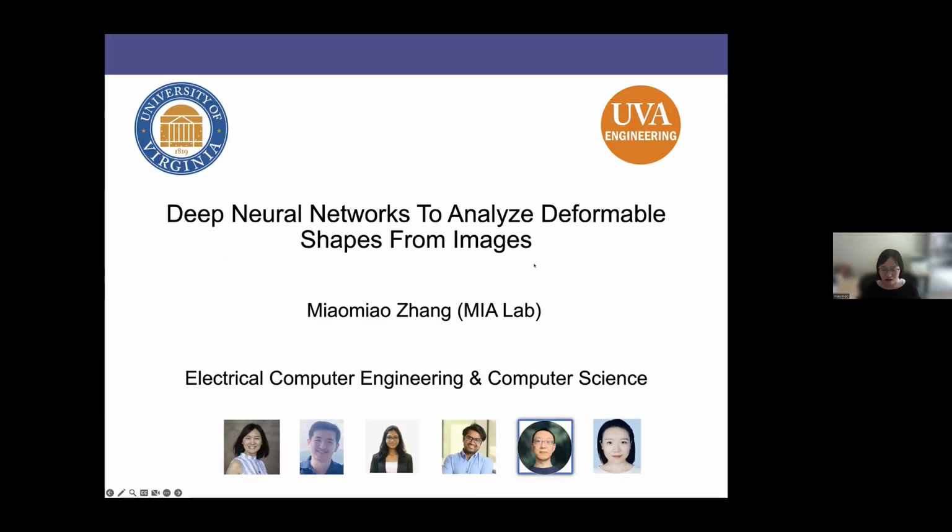Okay, so I'm going to be introducing my work on deep neural networks to analyze deformable shapes from images. I'm Miaomiao from MIA Lab, Medical Image Analysis, at the University of Virginia. And I have a team, including fantastic PhD students who made this work happen.